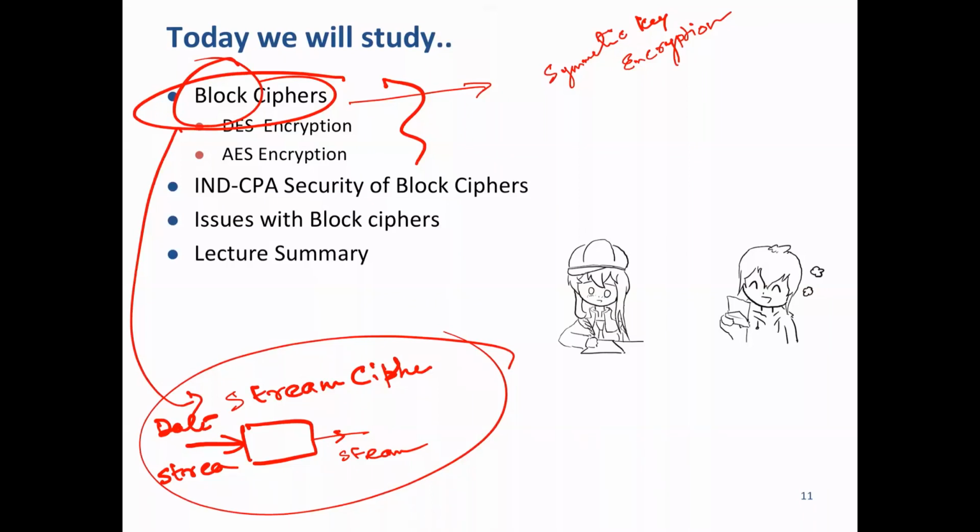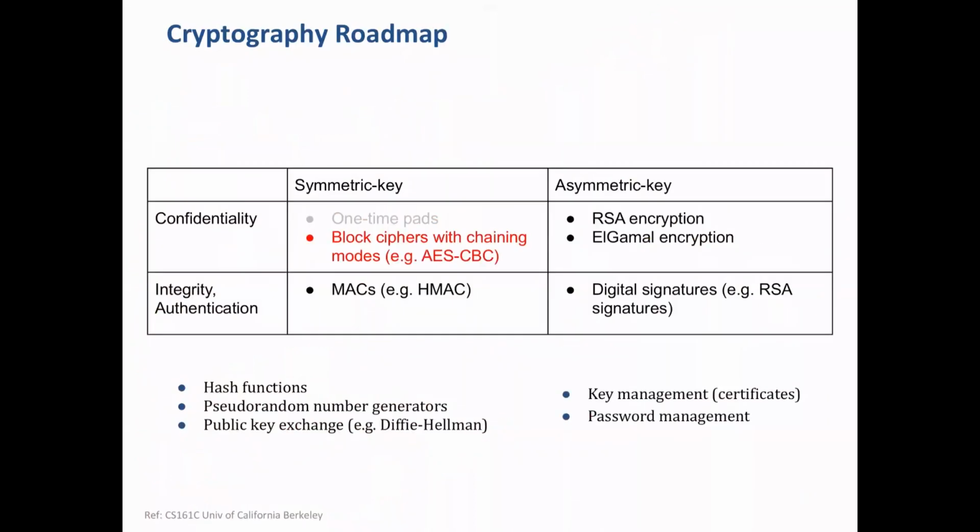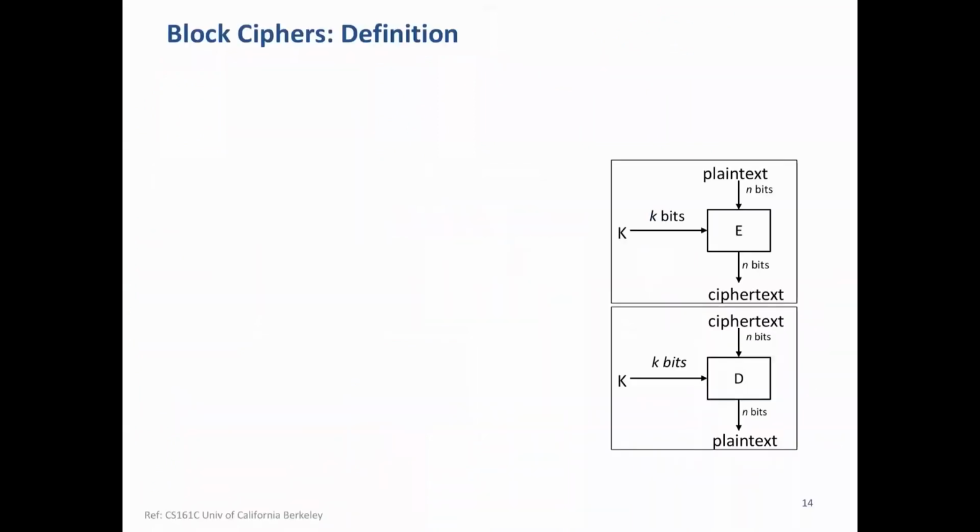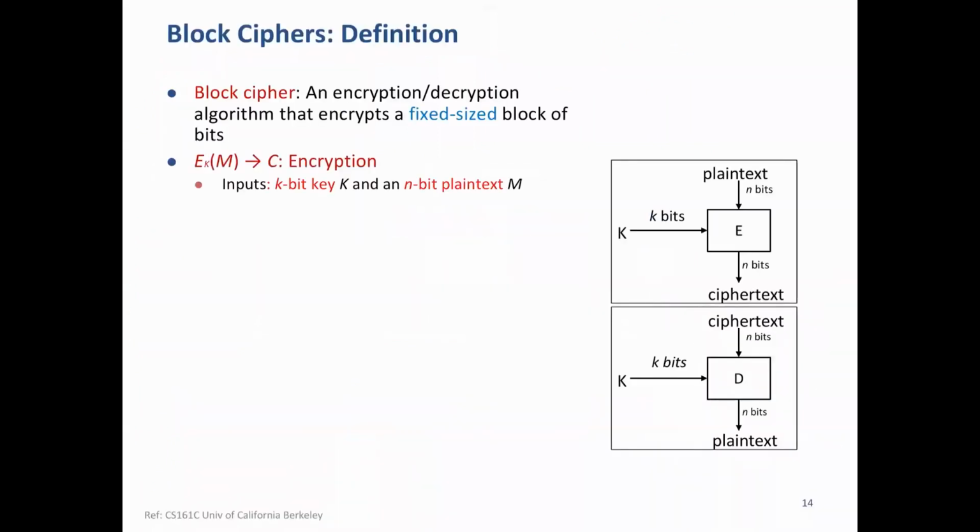Okay, so there are two important schemes, DES and AES. We'll look at both of these today, then look at the characteristics of these, then we'll look at issues with block ciphers, and then we'll summarize. So here we are in our cryptography roadmap. We have started learning about block ciphers. A block cipher, as I said, encrypts and decrypts a fixed-size block of bits. The block size has to be defined. So plain text, we say, is n bits in size.